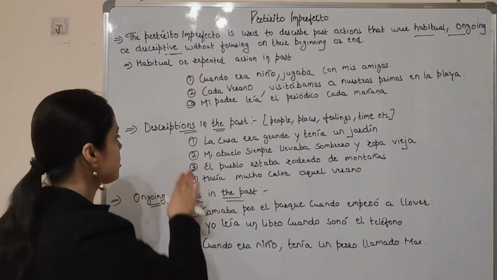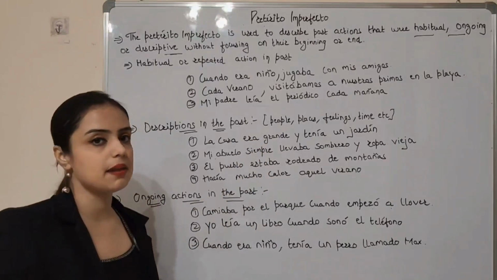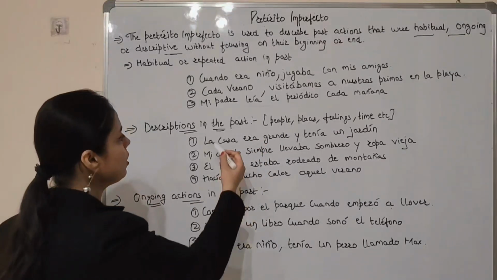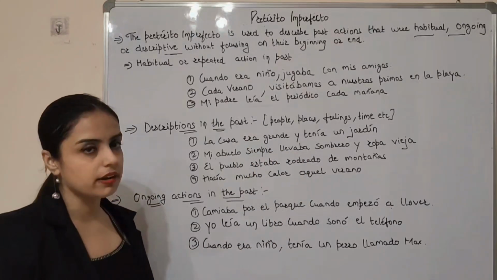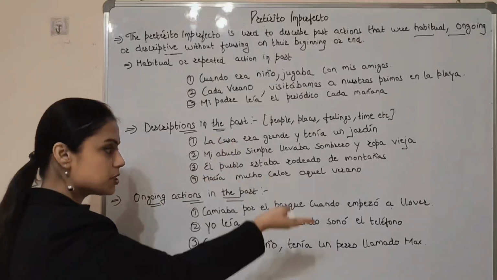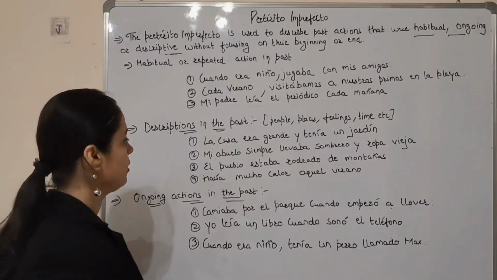The second is descriptions in the past. Descriptions related to people, place, things, time, etc. Por ejemplo, la casa era grande y tenía un jardín. Jardín means garden. So my house was big and had a garden.